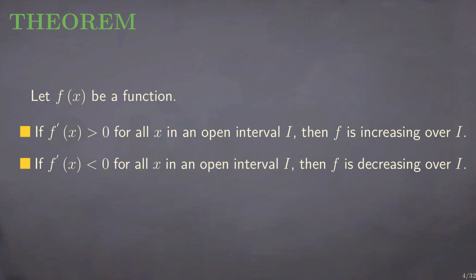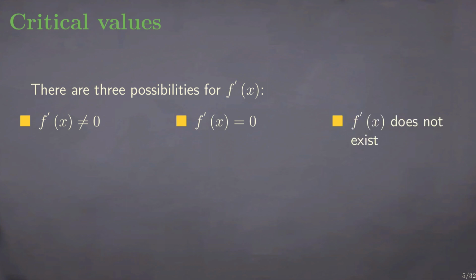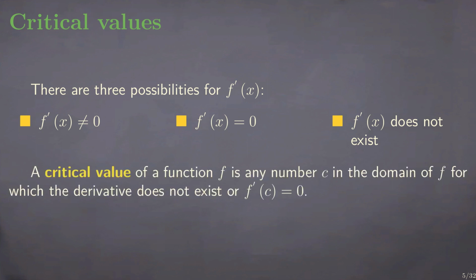Now, for the derivative of a function we have three possibilities. The first is that it is defined and it's not zero. The second possibility is that it is zero, and the last one is that the derivative does not exist. Because when the derivative of f is not zero, it can help us know about the decreasing or increasing property of the function f, it is natural to distinguish this case from the other two cases. For this, we call a critical value of a function f any number c in the domain of f for which the derivative does not exist, or the derivative of f at this point exists and is zero.